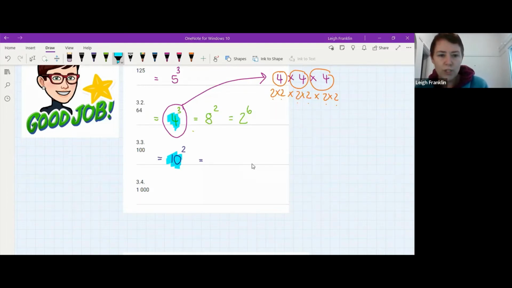Ma'am, Charlotte, what do you think? It's 10 to the power of 5. 10 to the power of 5, it can't be. 10 to the power of 2 cannot be equal to 10 to the power of 5, because the one means 10 times 10 and the other one means 10 times 10 times 10 times 10 times 10, so they can't have the same value. 10 to the power of 3, it can't be.